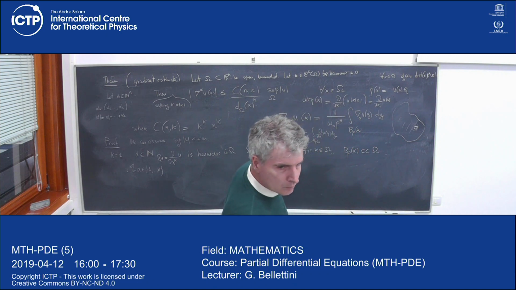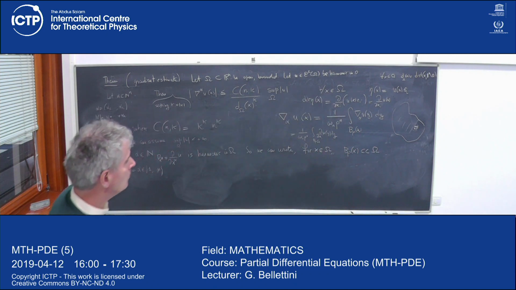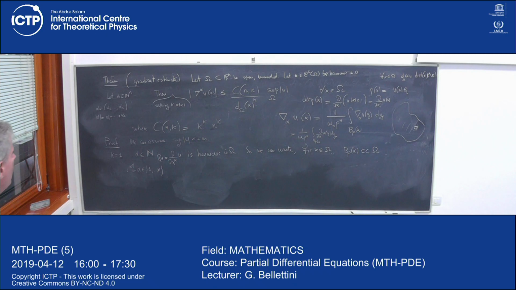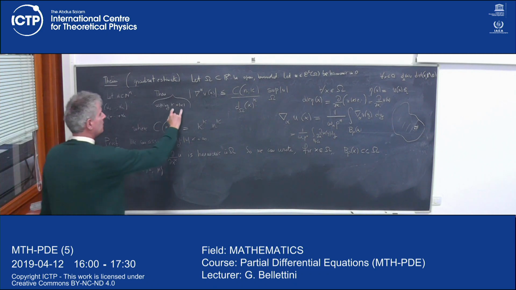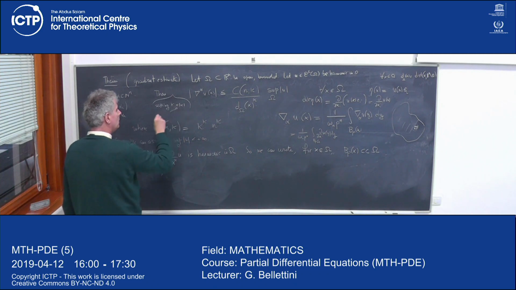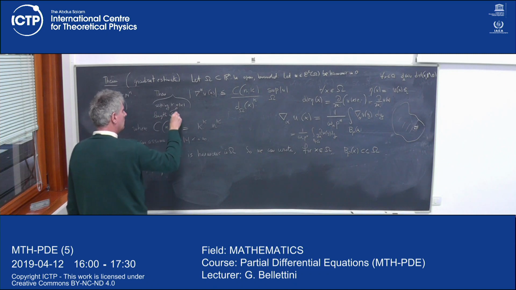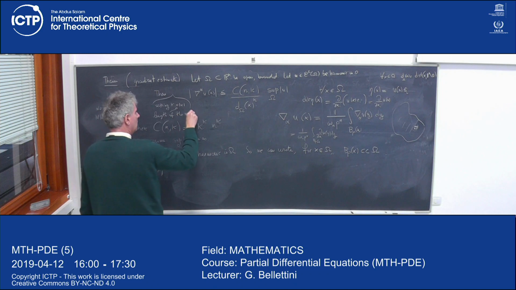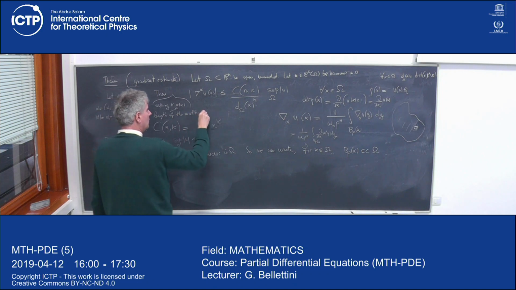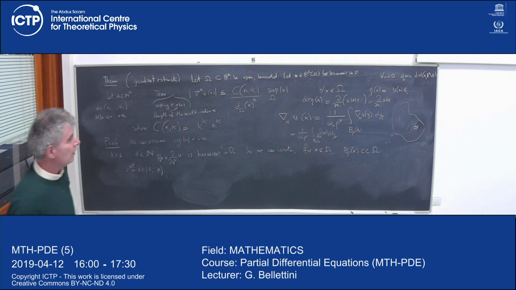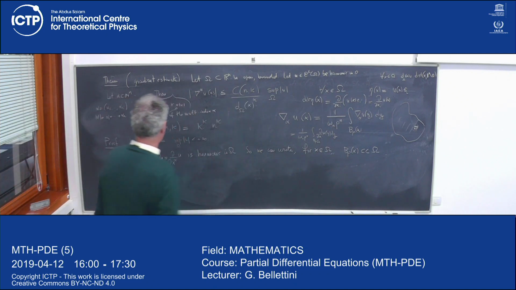Sorry, I have one question. What is k? k is the length of the multi-index. I could avoid using k, but that's for simplicity. It is just the length of the multi-index.